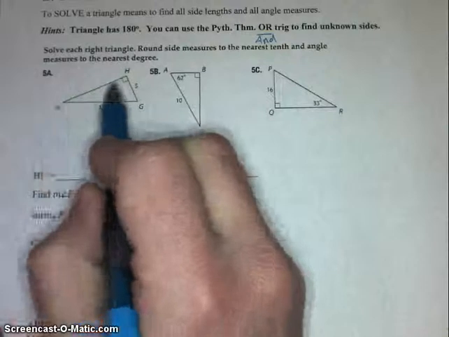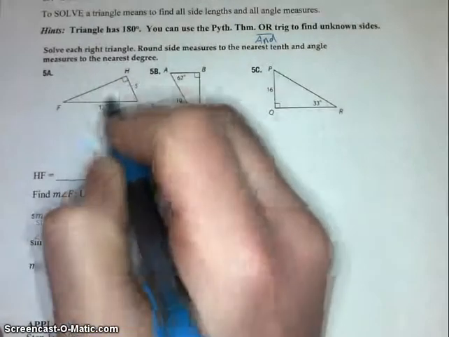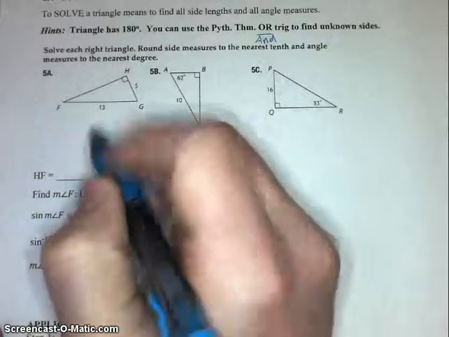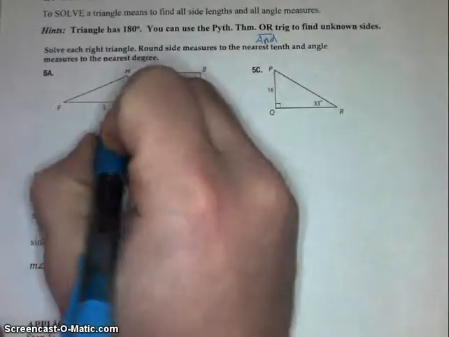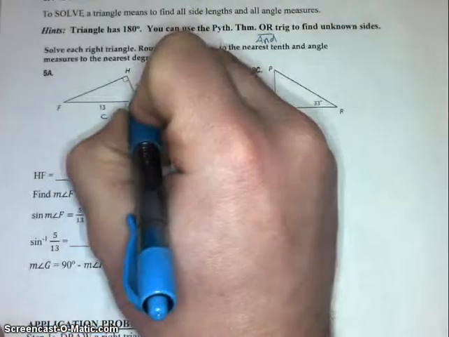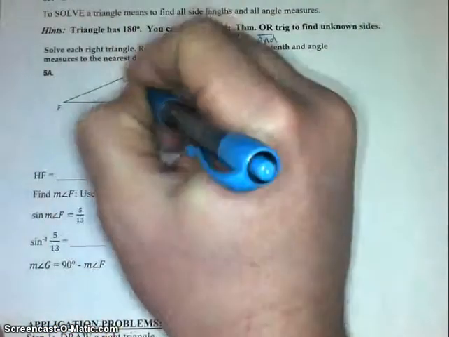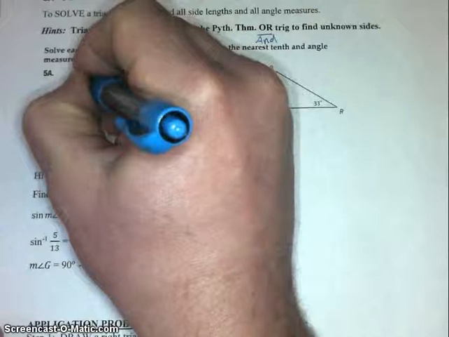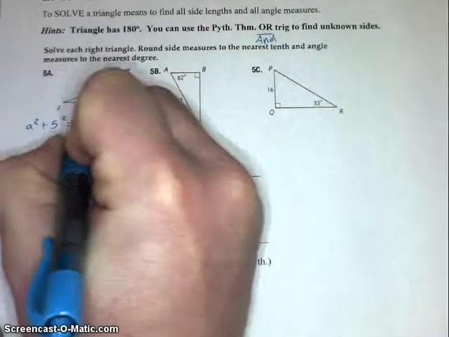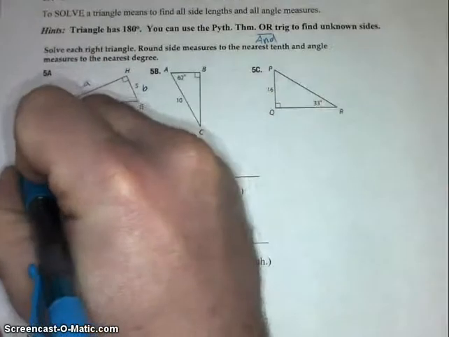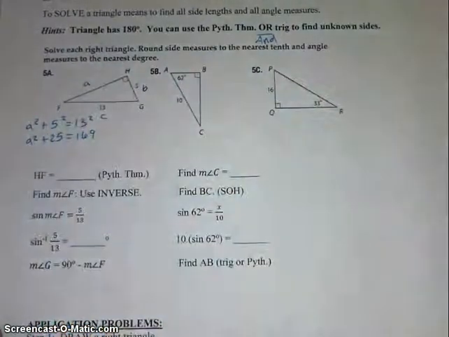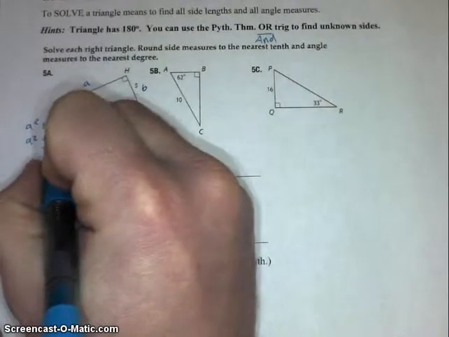So in this triangle, FHG, we have two of the side lengths. We have the hypotenuse and one leg. We need to find the other leg. We can use the Pythagorean theorem to do that. All we have to do is recognize this is the hypotenuse, so this is C. This is A or B, whichever one we don't use. I'm going to call this one B and this one A. So I'm going to say A squared plus 5 squared equals 13 squared, which simplifies to this. And then we simply subtract 25 from both sides.